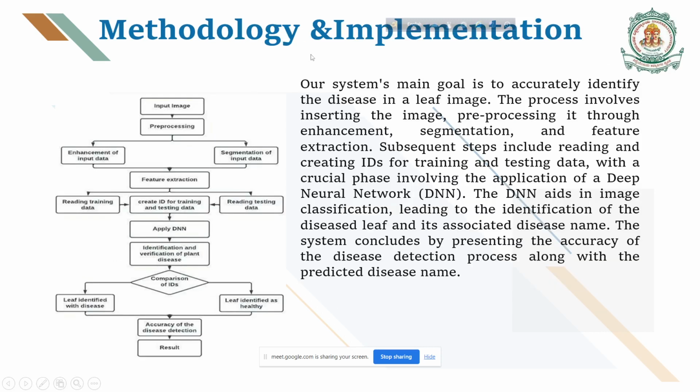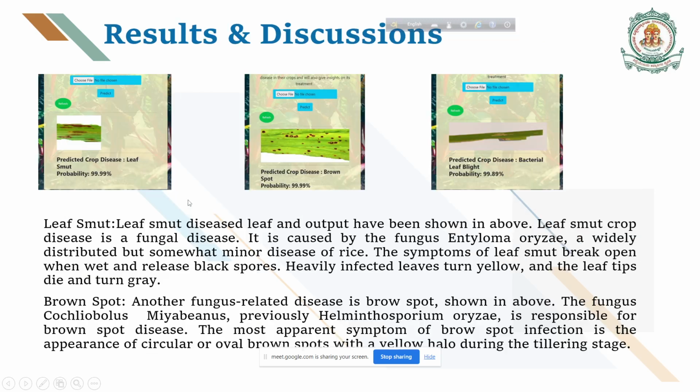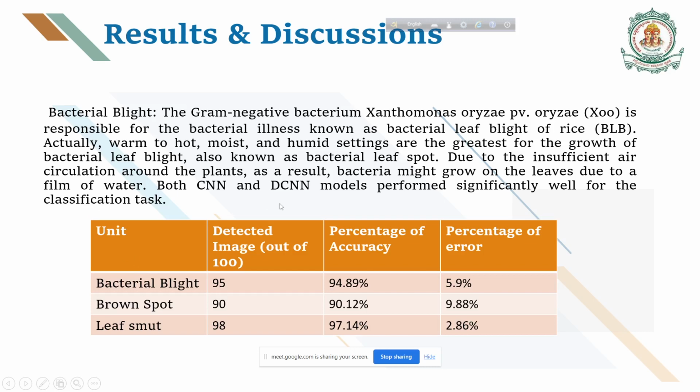Okay. Then methodology and implementation. We have used some specific methodology that is mentioned here, using GNN and CNN, convolutional neural network and deep convolutional neural network. Specifically, we have mentioned some of the specific techniques here. And then after the result discussion, by using the web system, we have specifically identified that we have worked on three diseases: leaf spot, brown spot, and bacterial blight.